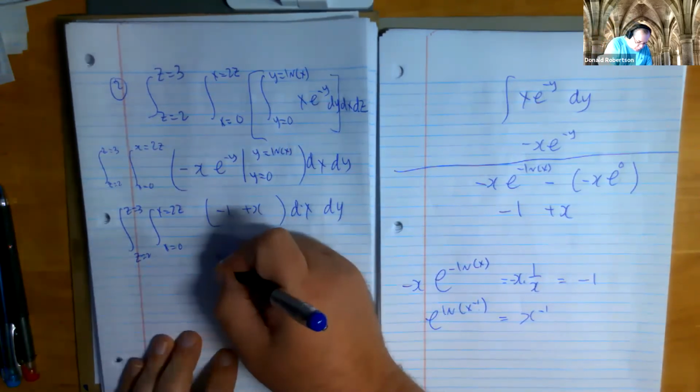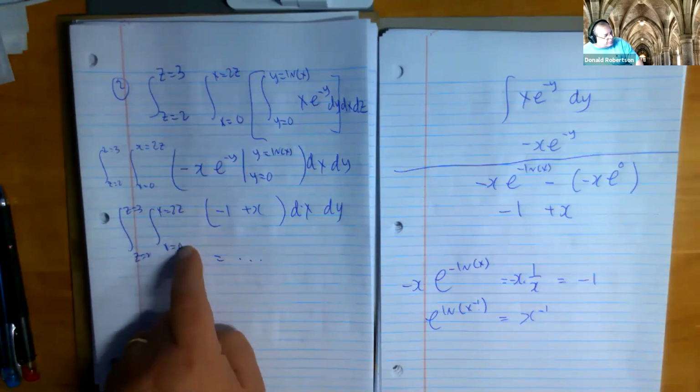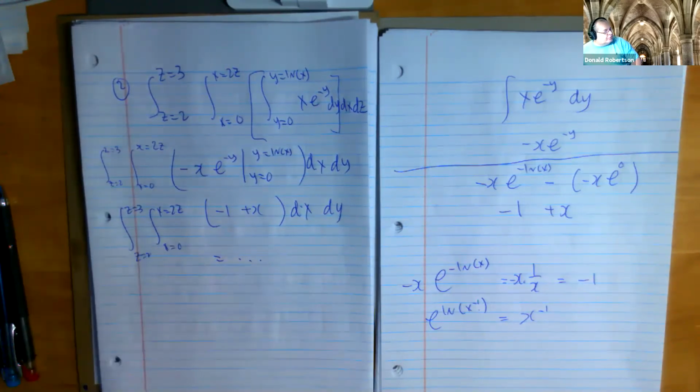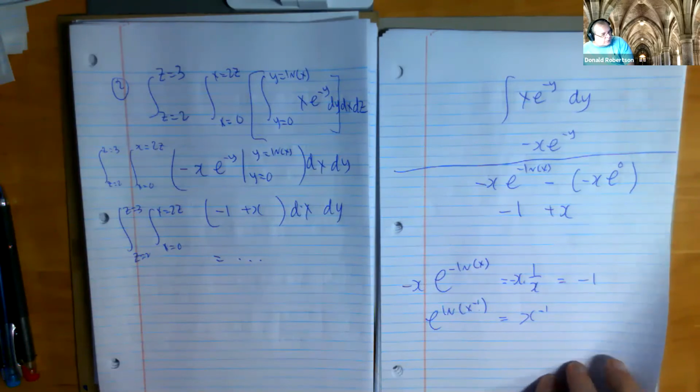And I'm going to go dot, dot, dot here. Would you agree that that is really not that hard to finish off? Isn't it just like a normal double integral with some replacements and then some numbers at the end? Are we good?